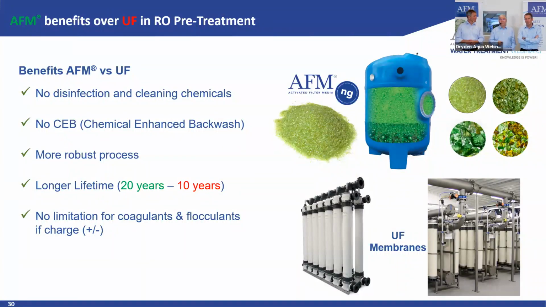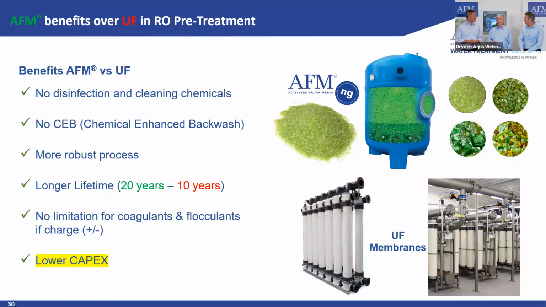Again, as we mentioned before, you need to improve the filtration process with coagulation and flocculation. That's difficult for UF membranes because they don't like too many different types of charge from coagulants or even flocculants. With AFM you can use coagulants and flocculants without any problems, any cationic or anionic, which helps to improve the floc formation, and we can remove it with AFM. Even, as you said, dissolved organics, especially with the NG media, because it's non-polar, hydrophobic. Important, I think. Lower CAPEX, it's cheaper.